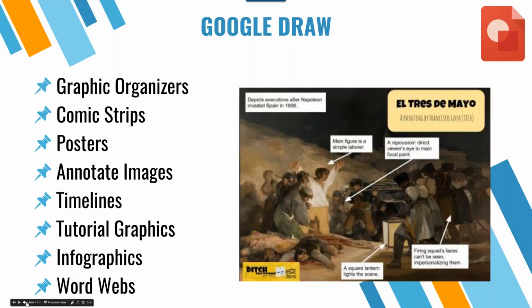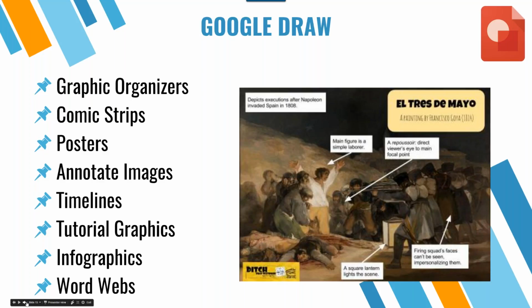Next is Google Draw, and this was a more recent discovery for me. I really just started playing around with it this year, but there is so much that you can do with it, especially for students that are less linear and more visual, more creative. It's a really great option. You can have the students create, or you can create and give to them, graphic organizers, comic strips, and posters. You can have them annotate images, and create timelines, tutorials, infographics, and word webs. There's tons and tons of things that you can do with Google Draw.